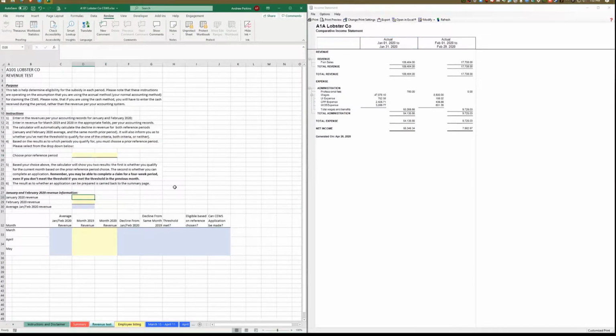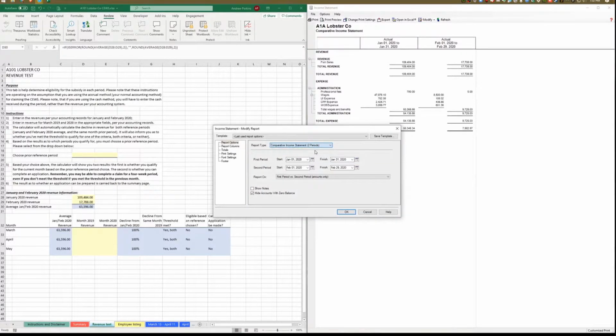So we'll enter our January sales here, 109,484, and our February sales of 17,708. And we see that we get an average sales for January and February of 63,596. So now we're going to want to go ahead and take a look at what our March sales were.